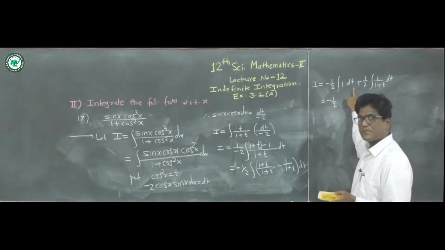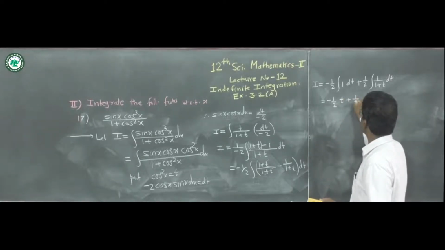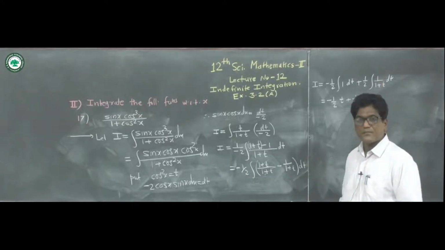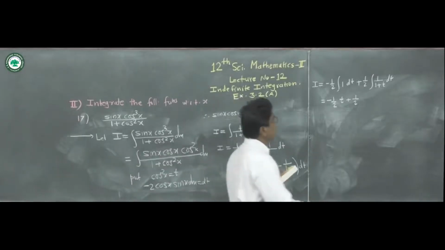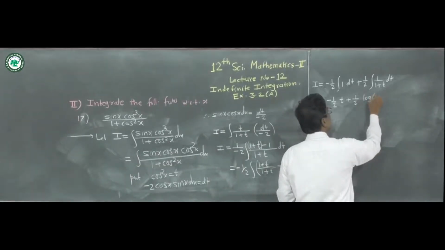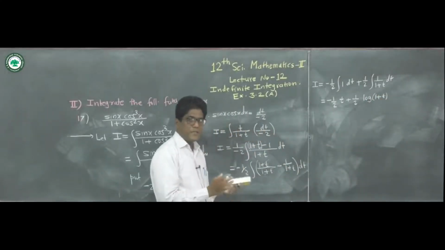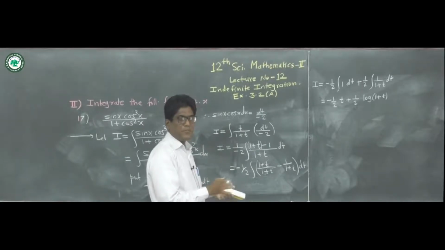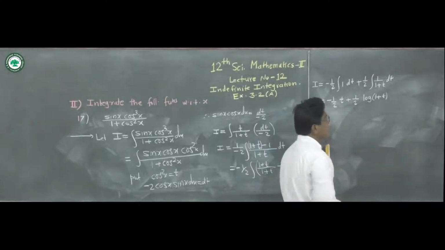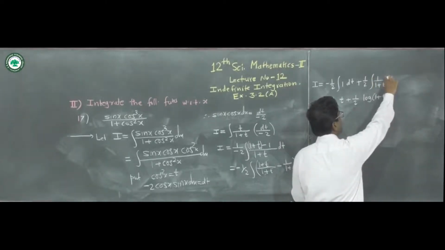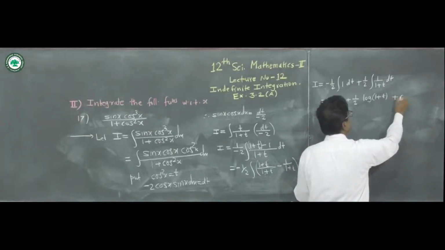So it is equal to minus 1/2 and integration of 1 dt. Derivative of t is 1, so integration of 1 dt is t, plus 1/2 as it is, and integration of 1 upon t. We know that integration of 1 upon t is log of t. In place of t there is 1 plus t. And derivative of 1 plus t is 1, since derivative of 1 is 0 and derivative of t is 1, so there is no need to divide. So integration of 1 upon 1 plus t dt is log of 1 plus t plus constant of integration.